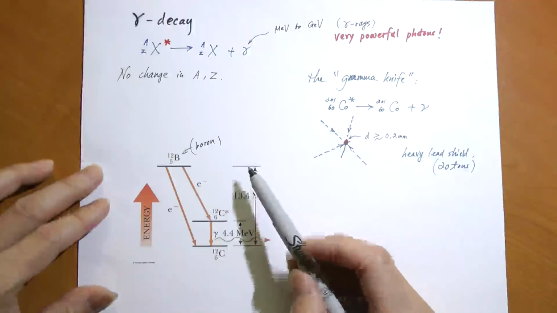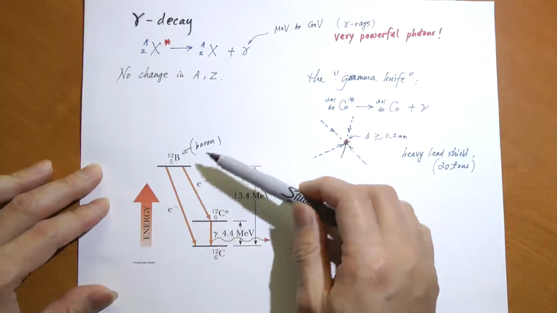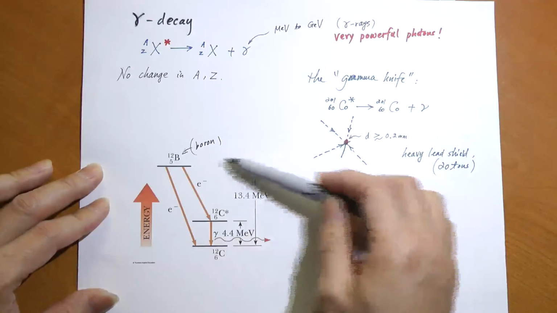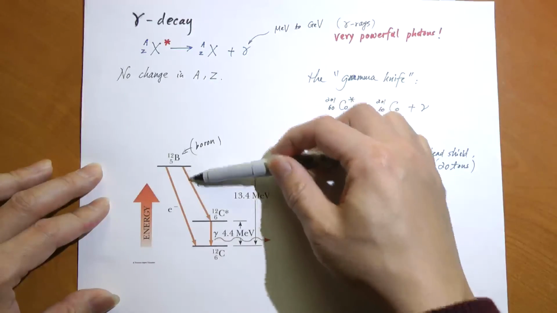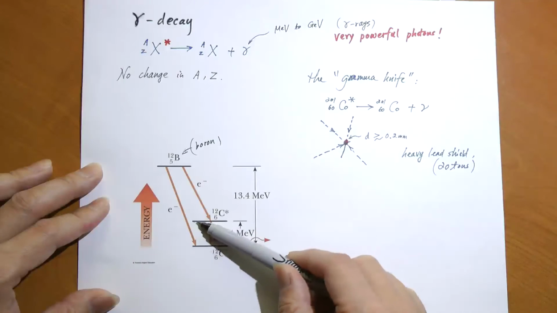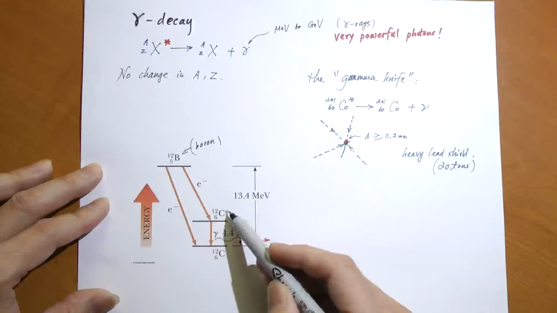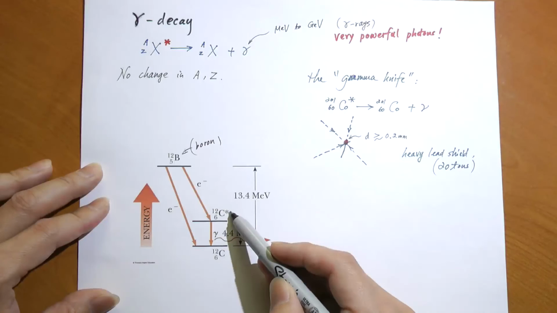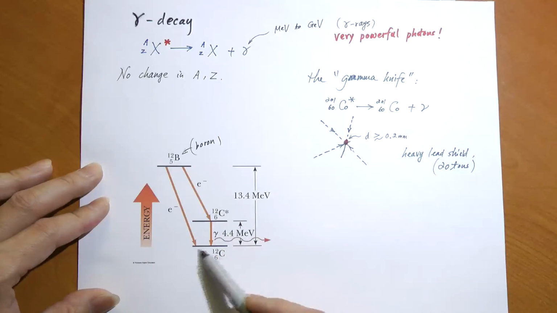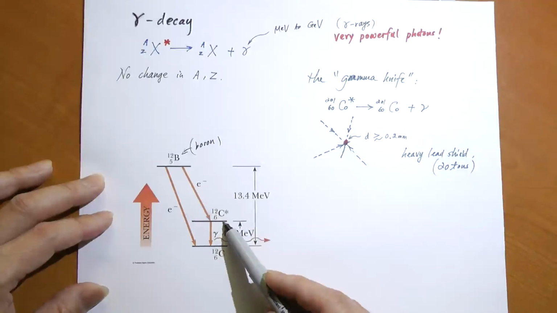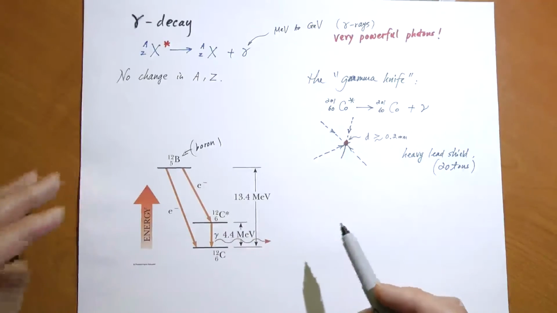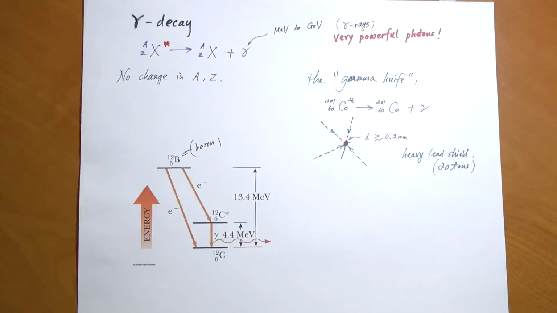Here is an example from the textbook. Boron, in excited state. In fact, boron is not in an excited state, but boron can just take a beta decay into an excited state of carbon-12. Which then gamma decays to the ground state of the same nuclide, producing a gamma ray photon of 4.4 MeV. That's the energy difference between the excited state and the ground state of the carbon-12. So that's an example of gamma decay.